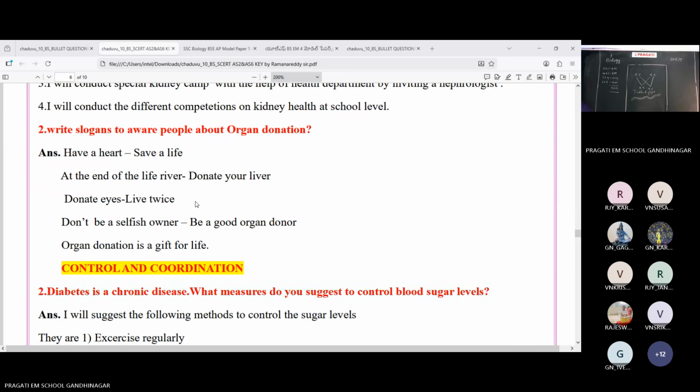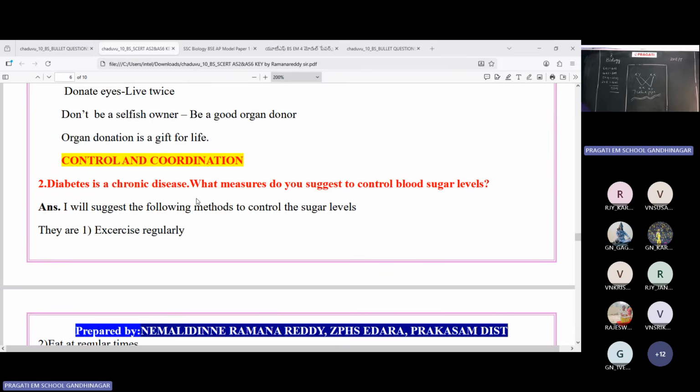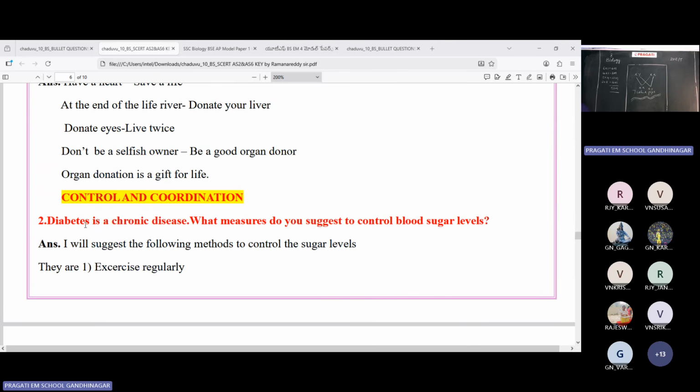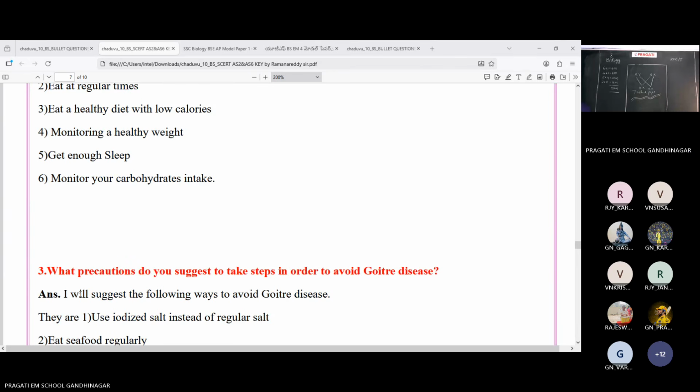Okay. Next, in control and coordination: diabetes is a chronic disease. What measures do you suggest to control blood sugar level? So, common suggestions: exercise regularly, eat at regular times, eat a healthy diet with low calories, and monitor healthy weight, get enough sleep, monitor your carbohydrate intake. Like that you can write.